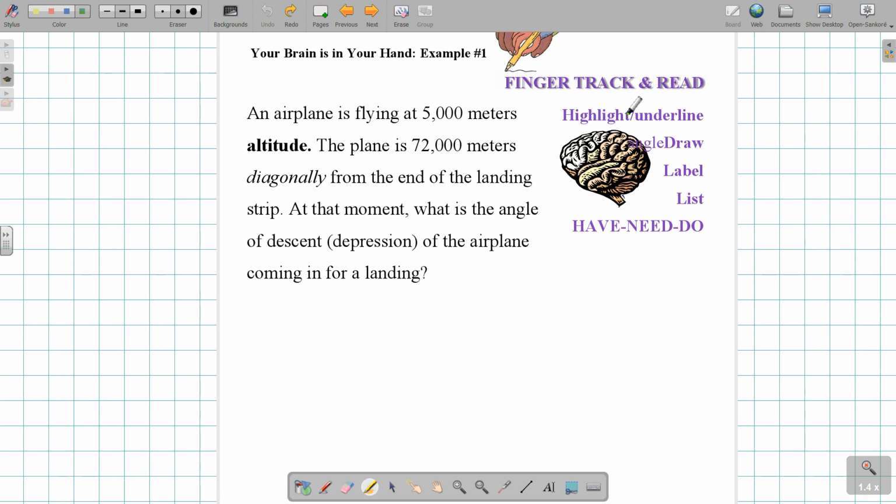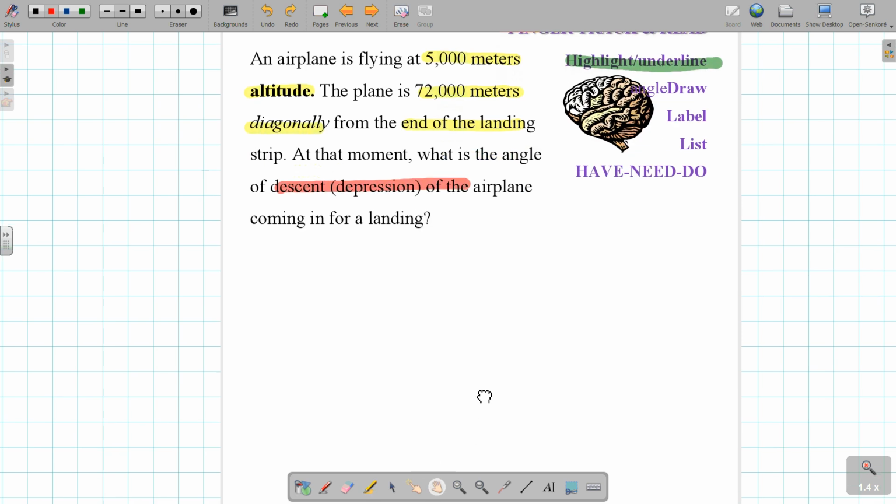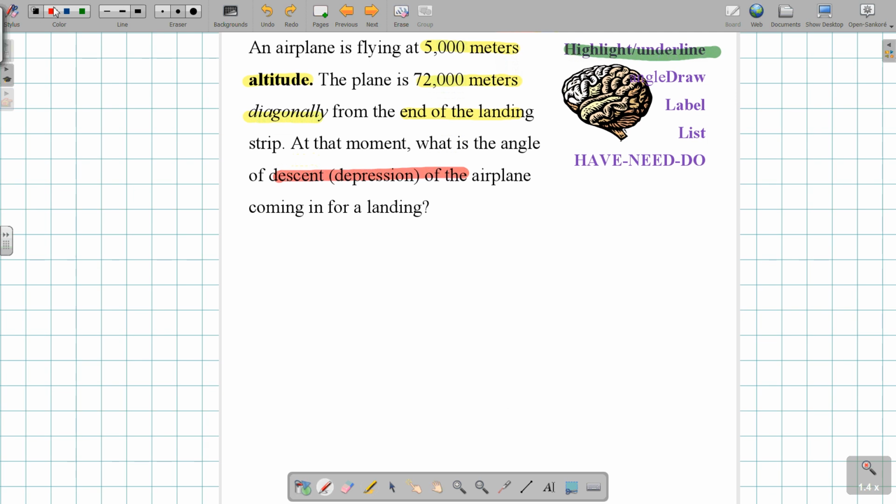Step 2, we're going to highlight all our numbers and keywords. So underline these with me. 5,000 meters altitude, 72,000 meters distance diagonally from the end of the landing strip. It is asking us what the angle of descent or depression will be for the plane coming in for a landing. Whenever you have real-life problems, it's important to establish where ground is.